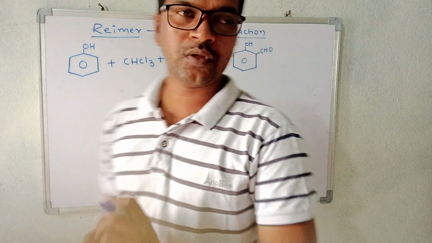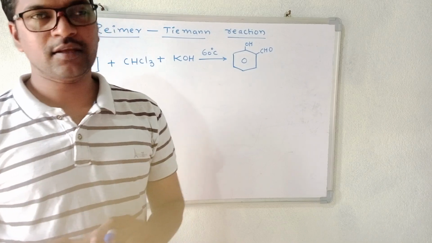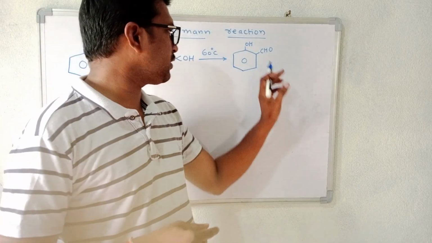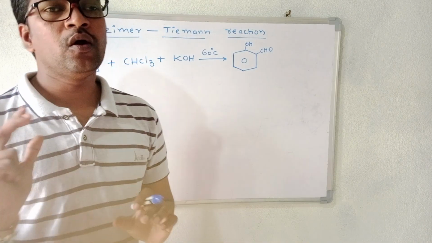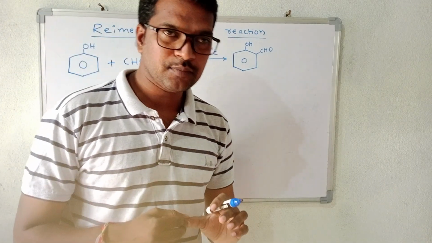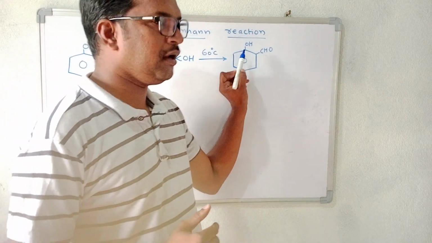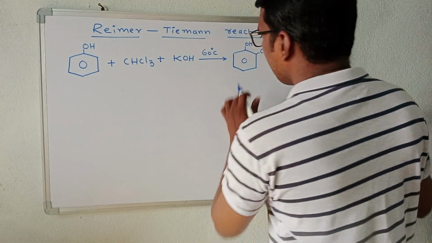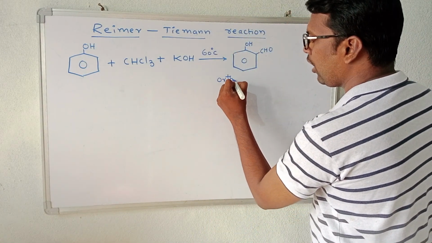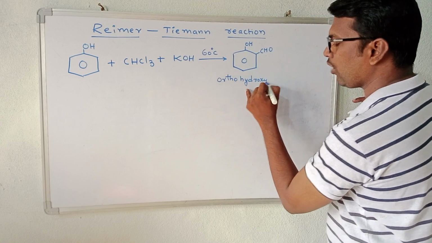Of these two groups, CHO is considered the functional group and OH is taken as a substituent, according to priority order. Whenever OH is present as a substituent, it is called hydroxy, and it is present at the ortho position. That's why, to write the name, we write ortho, and OH is called the hydroxy group, so it is ortho-hydroxy.